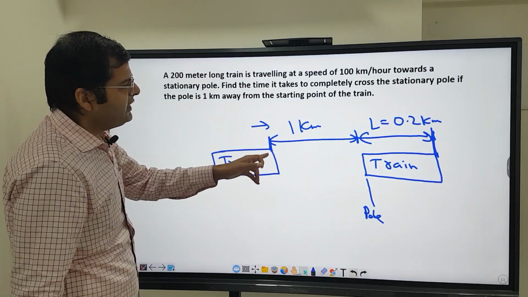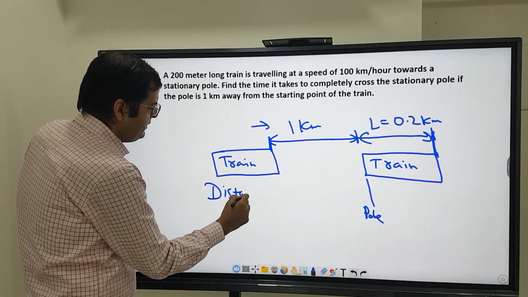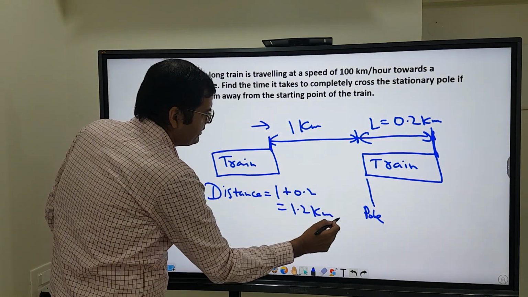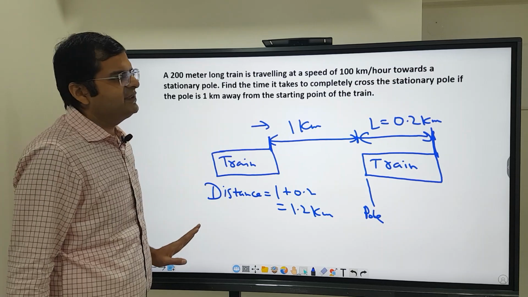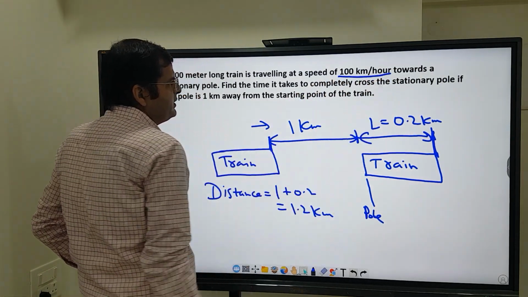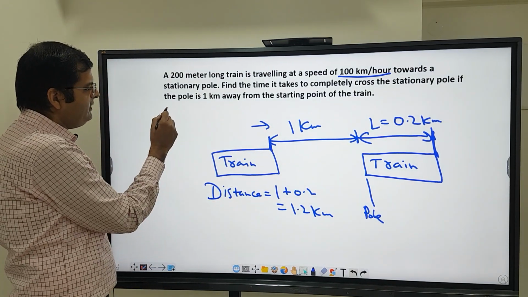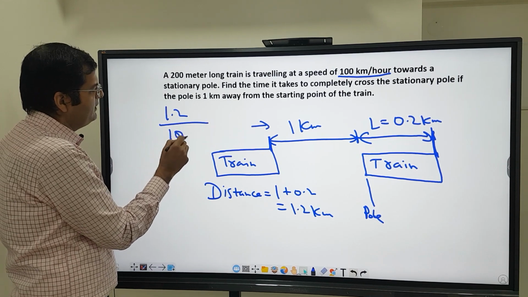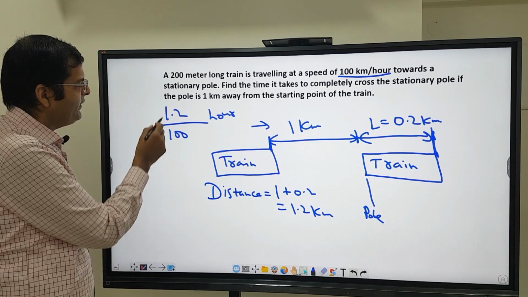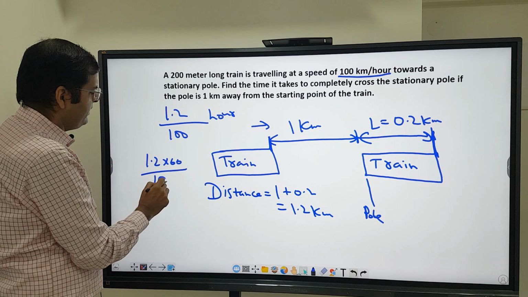So the starting of the train has traveled totally how much? The distance is 1 plus 0.2, which is 1.2 km. So 1.2 km is traveled by the train at a speed of 100 km per hour. You have to find the time it takes. So time taken will be distance upon speed, which is 1.2 divided by 100 hours. In terms of minutes, it will be 1.2 into 60 divided by 100 minutes.